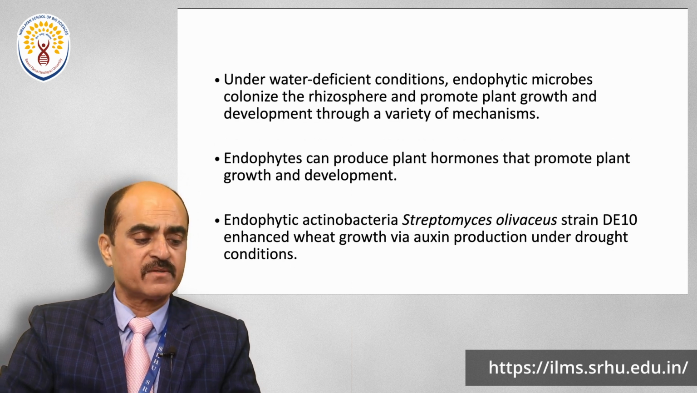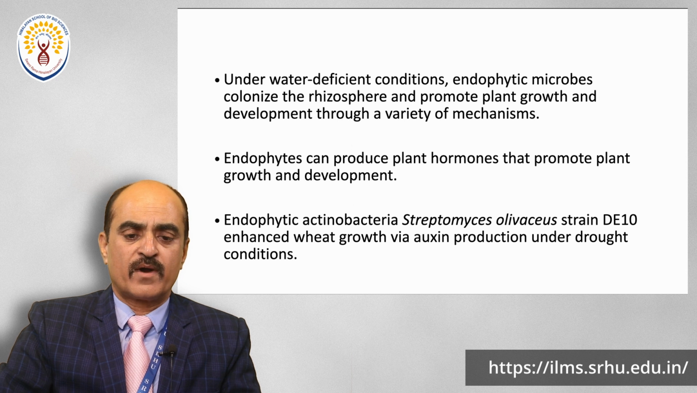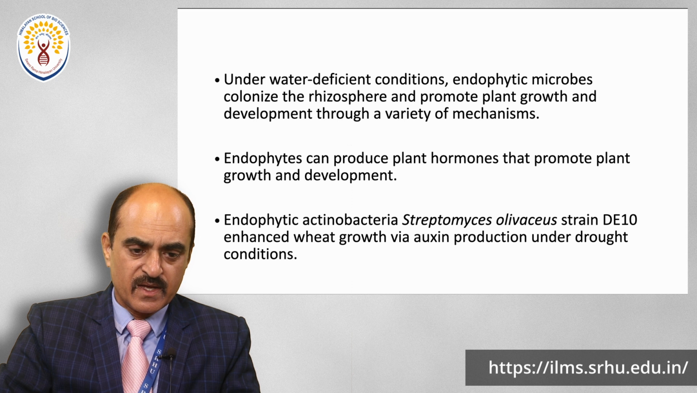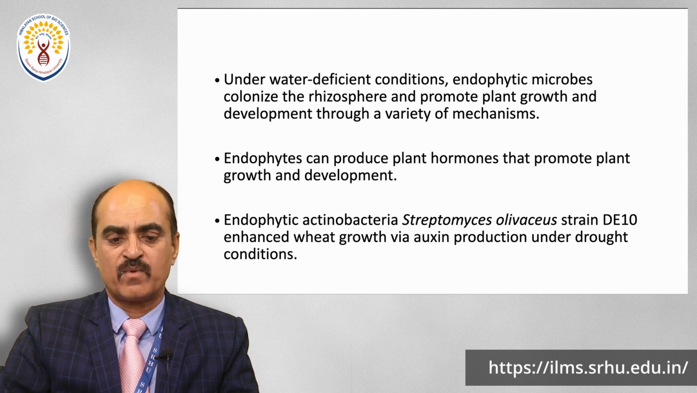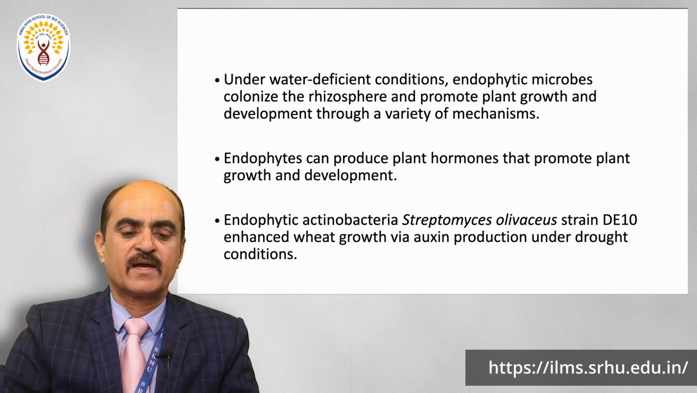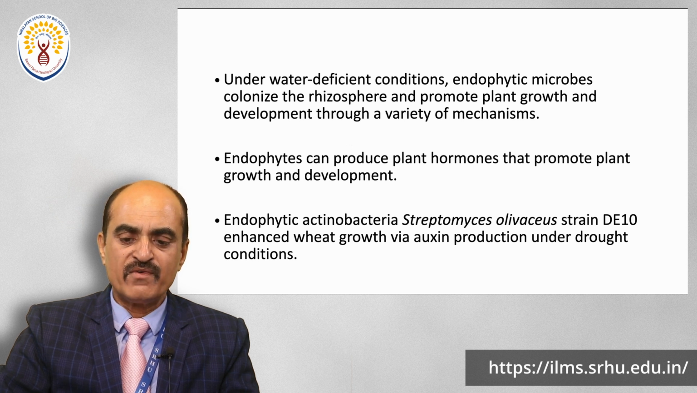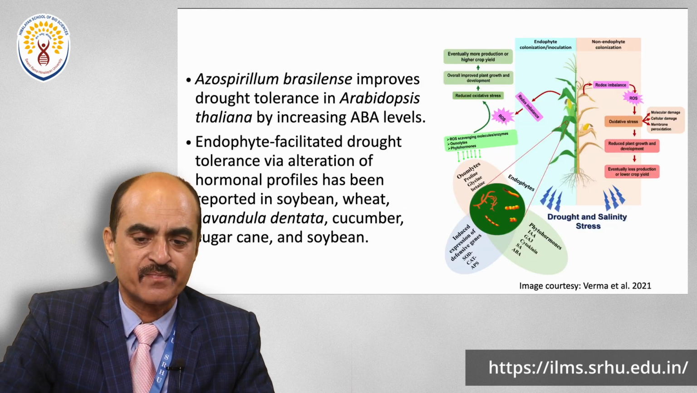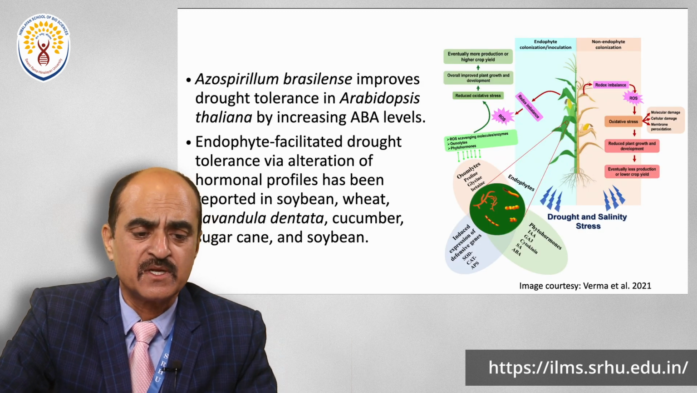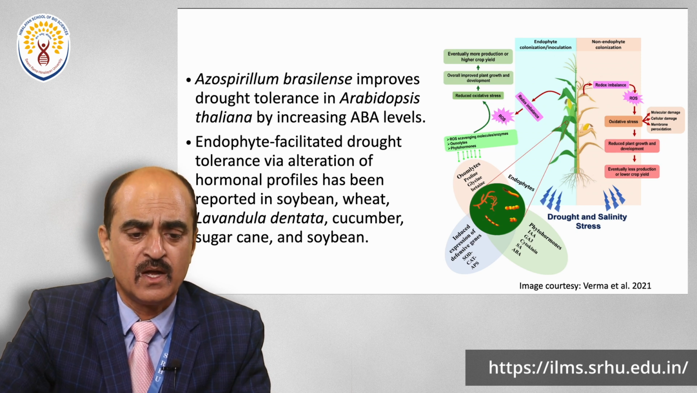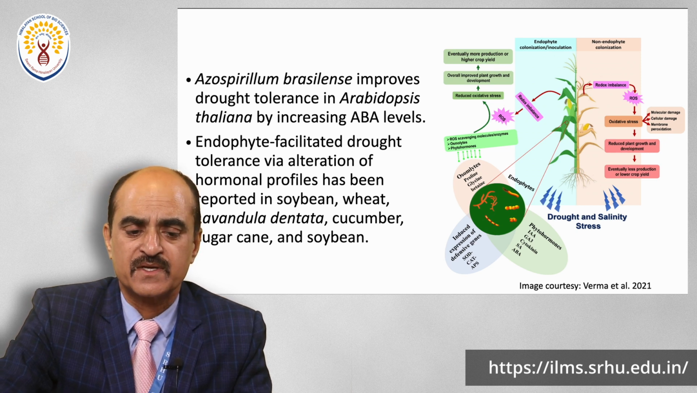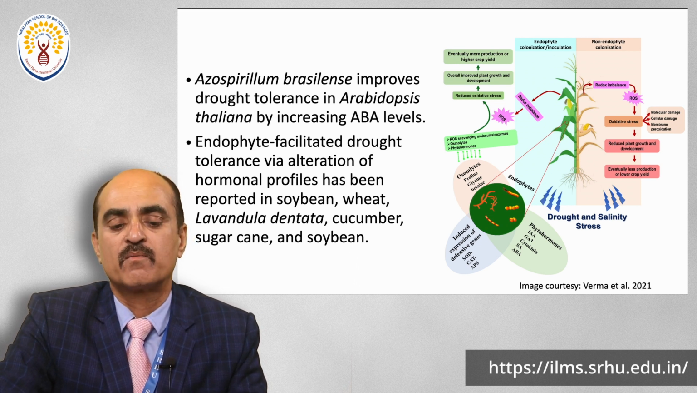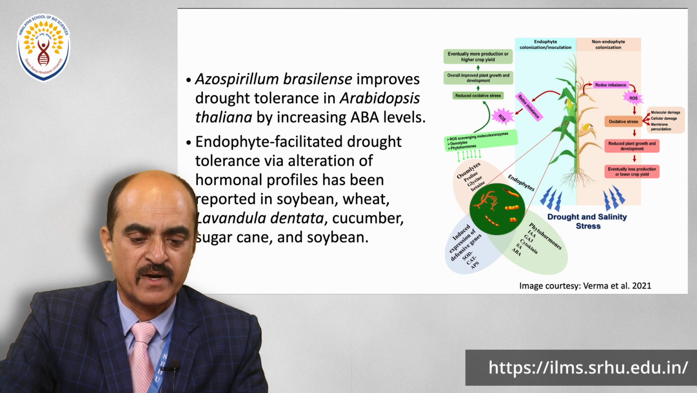So, under water deficient conditions, endophytes colonize the rhizosphere and promote plant growth and development through a variety of mechanisms. Endophytes can produce plant hormones that promote plant growth and development. Endophytic actinobacteria, Streptomyces olivaceus, enhance wheat growth via auxin production under drought conditions. Azospirillum brasilense, in one report, improved the drought tolerance in Arabidopsis by increasing ABA levels, and endophyte facilitated drought tolerance via alteration of hormonal profile has been reported in soybean, wheat, cucumber and other plants.